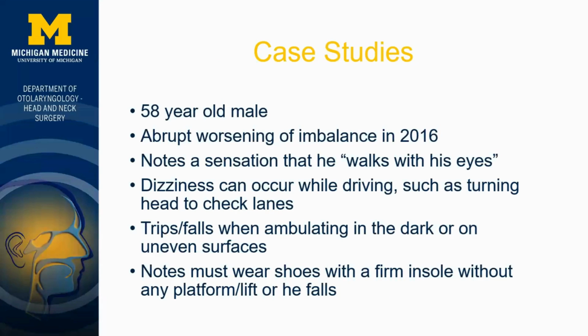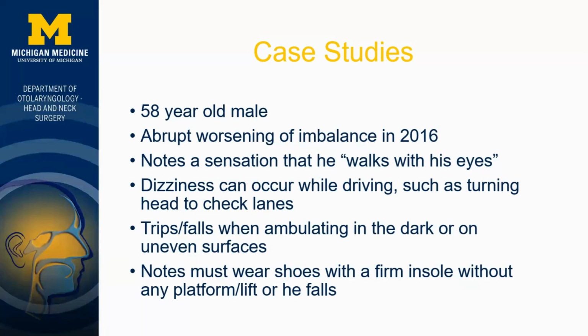So this first case study is a 58-year-old male. He noticed abrupt worsening of imbalance in 2016. He notes a sensation that he has to walk with his eyes. If it's dark or if he has anything visually going on around him, like a busy mall with a lot of bright lights and a lot of movement, he's unable to ambulate. Dizziness can occur while driving. He talks about turning his head to check lanes.